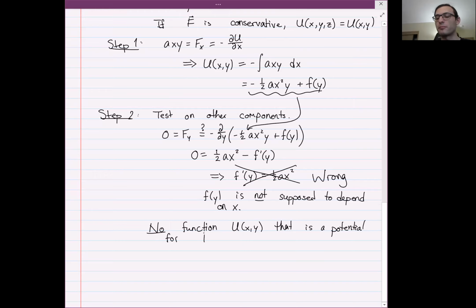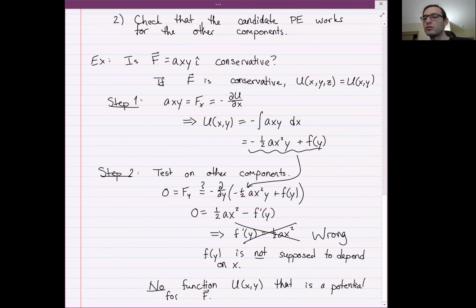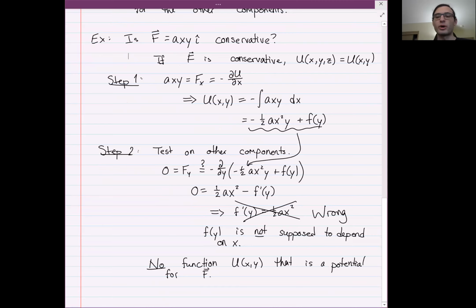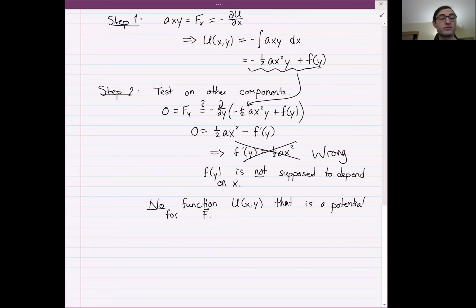It's not that it was set to 0. It's that we were given the force. The force was given, and the y component is 0 and the x component is axy. We could have done this in the reverse order, but it would have been harder. We could have integrated the y component and then tested it on the x component, but it doesn't matter which one you do, they'll both work. It's just sometimes one's harder or easier. I challenge you to do it the reverse way for this function, by the way.